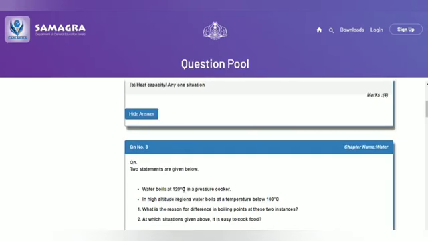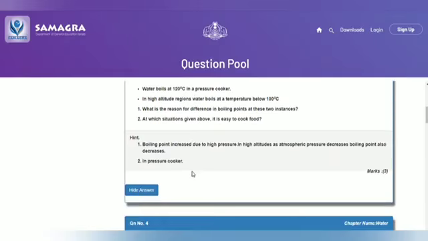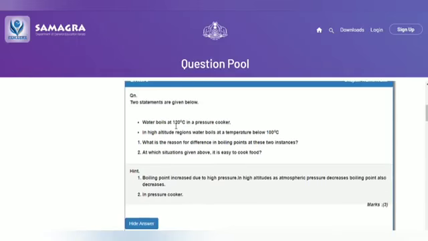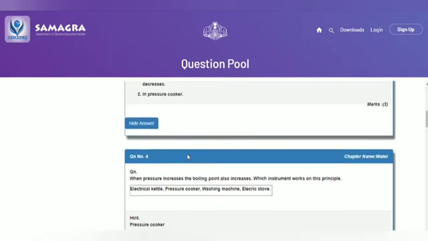Then third question, two statements are given below. Water boils at 120 degrees Celsius in a pressure cooker. In high altitude region, water boils at a temperature below 100 degrees Celsius. What is the reason for difference in boiling point at these two instances? That is, boiling point is increased due to high pressure. In high altitude, as atmospheric pressure decreases, boiling point also decreases. Then, at what situation given above, is it easy to cook food?